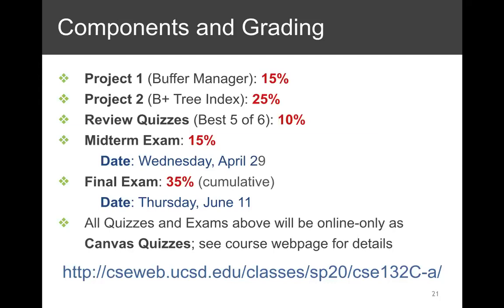Okay, what are the components of this course? There are basically 5 main things. 2 projects, C++ programming projects, both of them involving implementing components of a typical RDBMS. So these are on top of a kind of toy RDBMS that we have called BadgerDB. You will be using the APIs of BadgerDB to implement a buffer manager component and a B+tree index component. And that accounts together 15 plus 25, 40%.